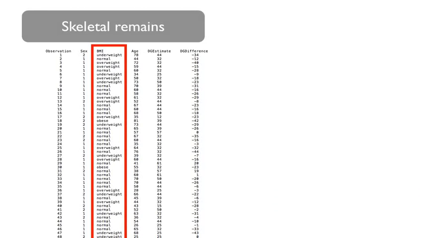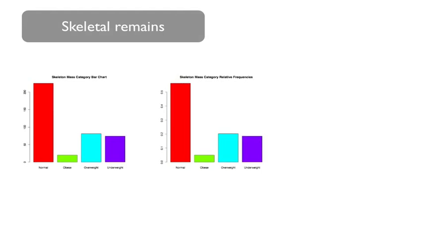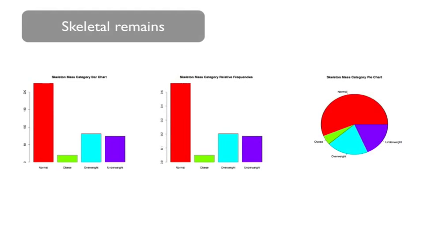This variable is stored in the dataset under the variable name BMI. Try to apply the techniques learned in this tutorial to the BMI categorical variable and see if you can recreate the bar chart, relative frequency bar chart, and pie chart that Jeff displayed in the categorical variables lecture.